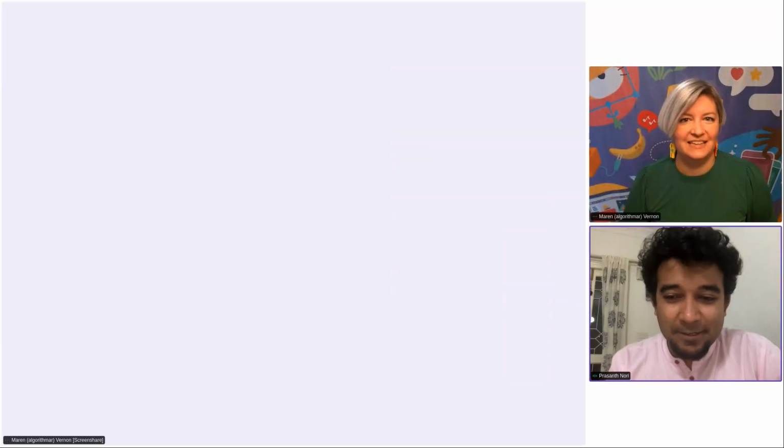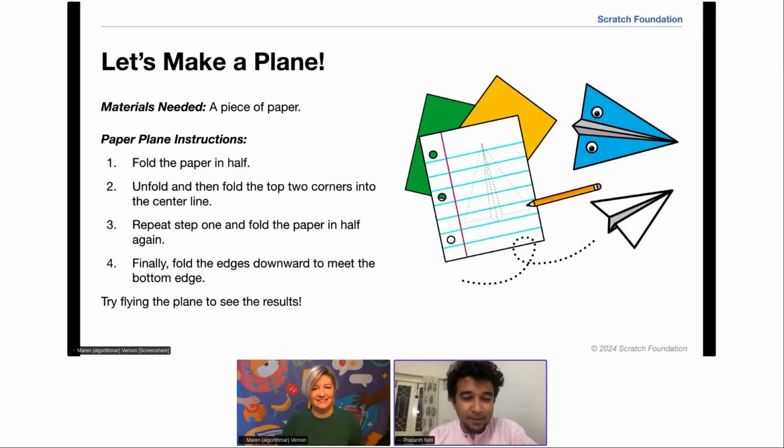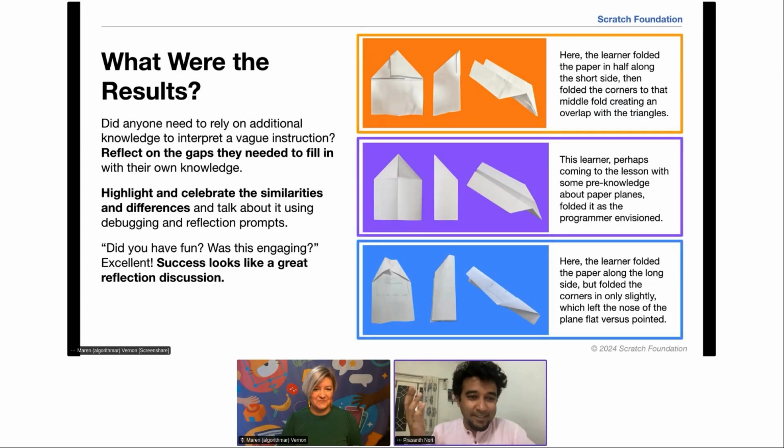So yeah, now we're just going to think a little bit about what the results were. Did anyone need to rely on any additional knowledge that you didn't know? It was a vague instruction, right? I had to, because I think I folded something the wrong way, or the right way, whatever. But it's not really a plane.